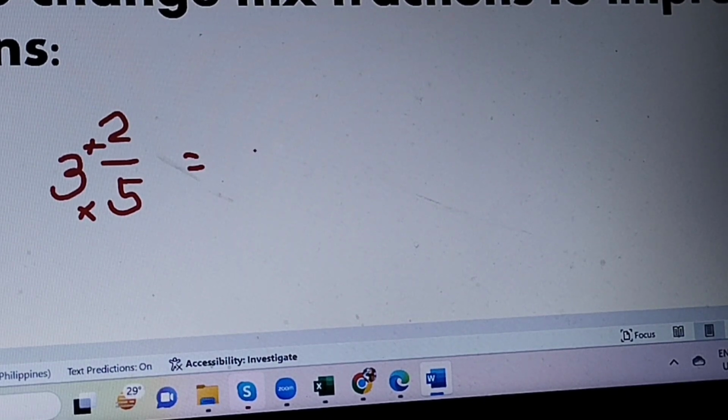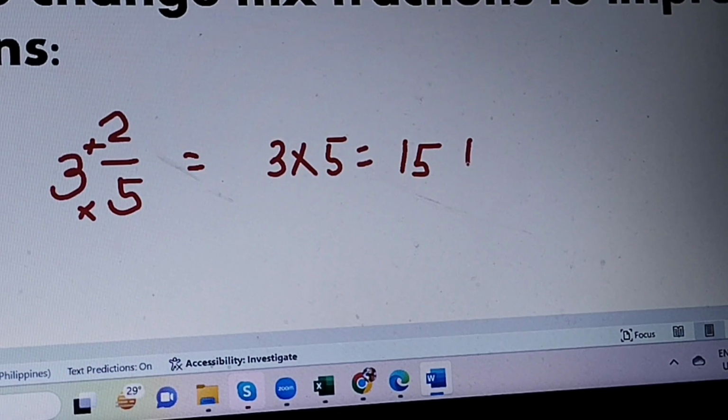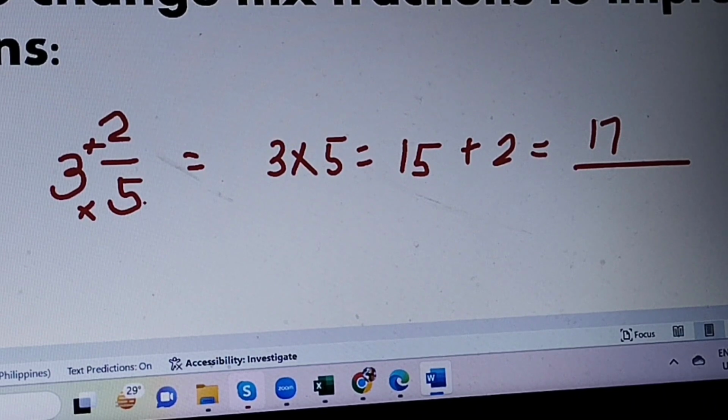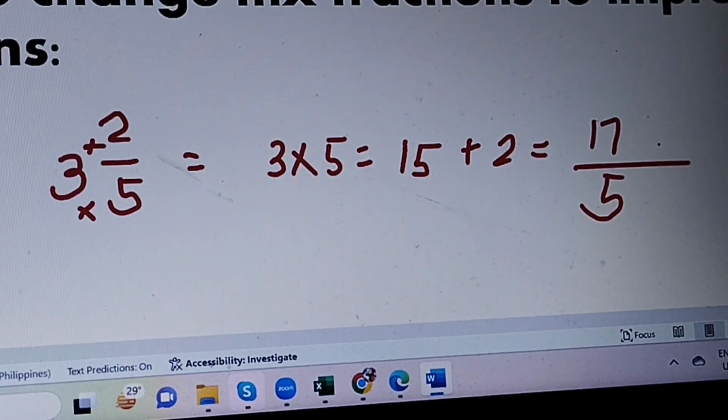Let me say that again. You multiply your denominator and your whole number, either way, whichever you want. So 3 times 5 is equal to 15. And then you just add the numerator, plus 2. The total is 17. And an improper fraction, remember, is when the numerator is bigger than the denominator. So what would be our denominator here? Just copy the denominator. So your answer is 17/5.